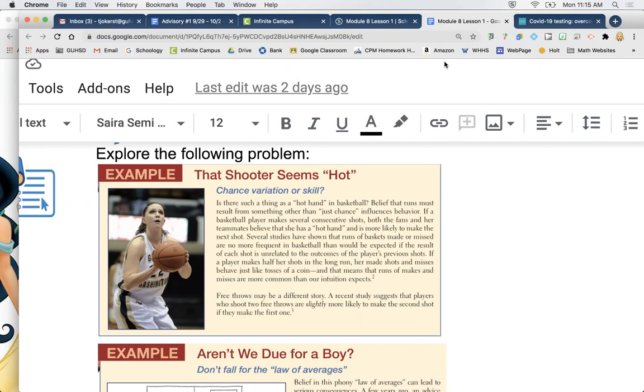So I have this example up that talks about the shooter seeming hot, meaning like a basketball shooter, and them seeming hot, quote unquote. What that means in statistics is that they are having a long run of success in this case. So it says here, is there such a thing as a hot hand in basketball? Belief that runs must result from something other than just chance influences behavior. If a basketball player makes several consecutive shots, both the fans and her teammates believe that she has a hot hand and is more likely to make the next shot.